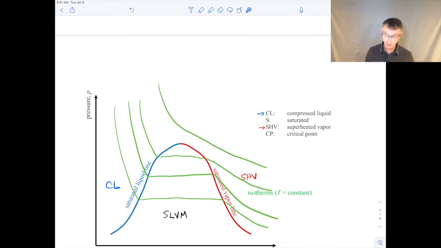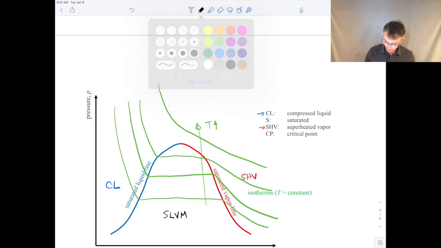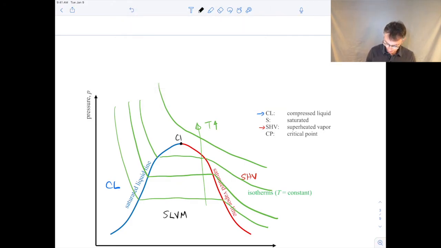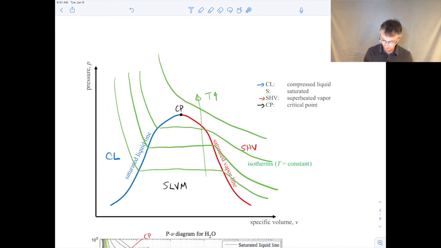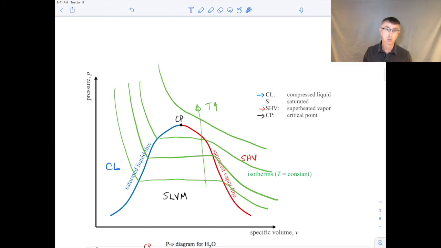So these are isotherms, just different temperatures. And going this direction is temperatures increasing. Okay? This point right at the very top is the critical point, CP. So that's this one right there. So that's what the pressure specific volume plot looks like for a substance like water, for example.